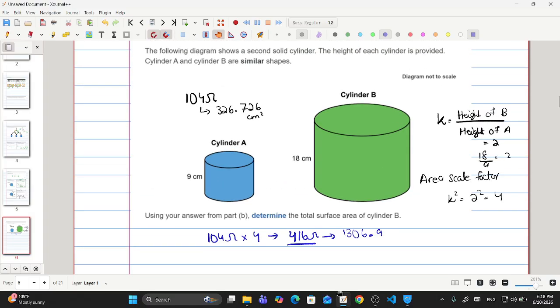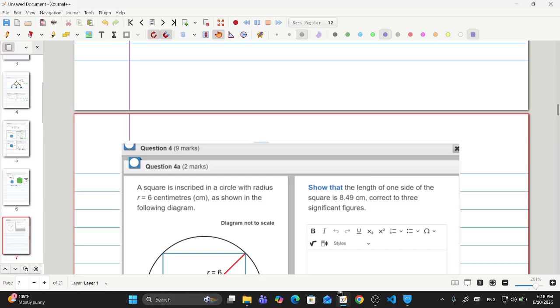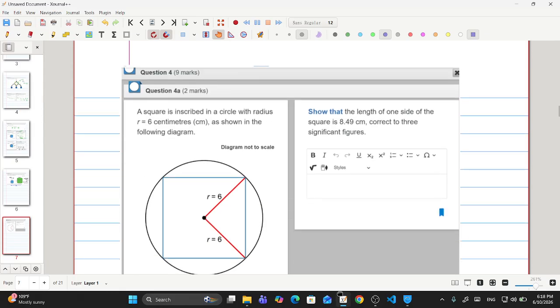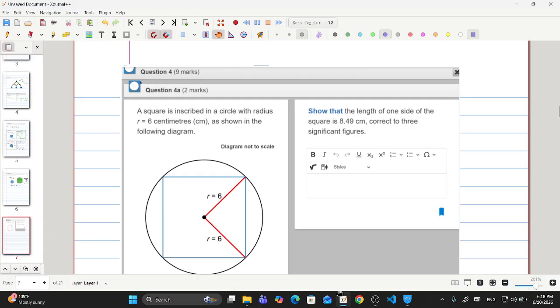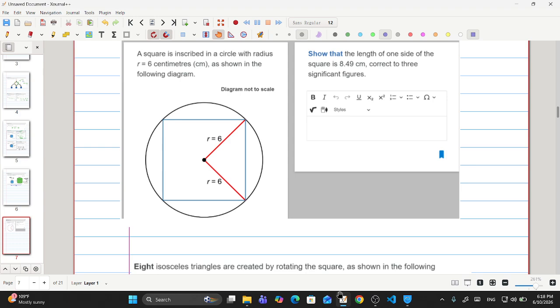8, 8, and 7. This was a 7-mark question. So we are done with 23 marks already in 18 minutes. That's great. Okay, this question is what confused many students. Let's try to dissect this question.